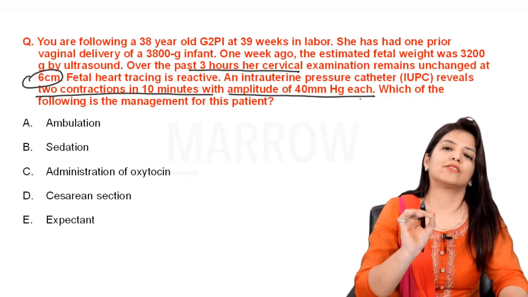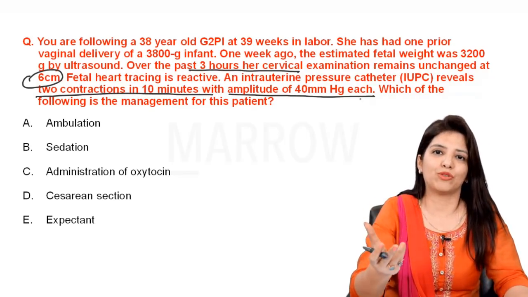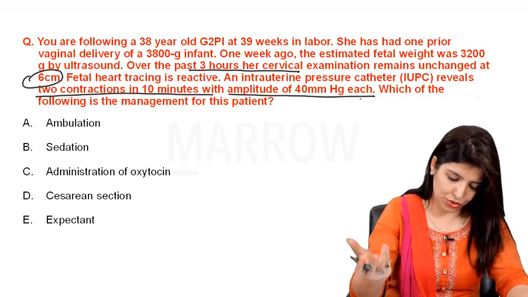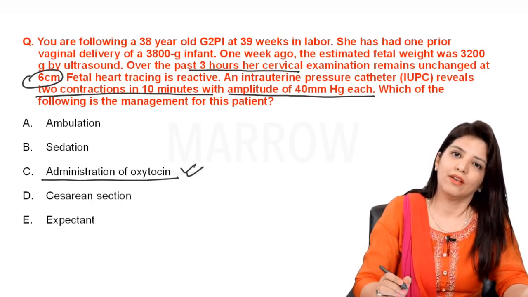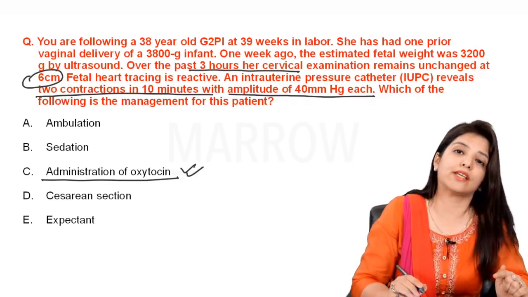Now, if the contractions are not adequate, what is the management? I have to give oxytocin. So, my answer here is I have to administer oxytocin. Clear? Now, in this case, earlier they used to say that active phase arrest is when the patient is at the same dilatation for 2 hours. But now they say it is 4 hours. Even if the arrest definition was 2 hours when this question was asked, I would still have marked administration of oxytocin as the answer.